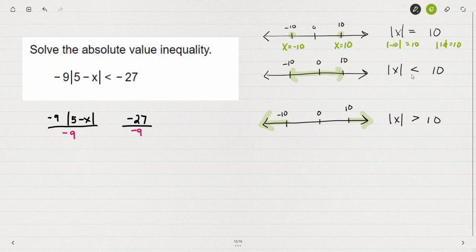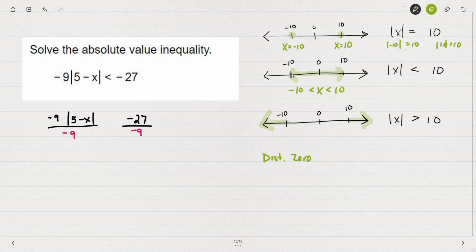Now, when we see that the absolute value is less than 10, it's important to remember that absolute value means the distance from 0. So what we're saying is we want all the x's whose distance from 0 is less than 10 units. So we could stretch out to the opposite of 10 or 10 and sandwich in. So all the x's that are less than 10 and all the x's that are greater than negative 10 are going to be included.